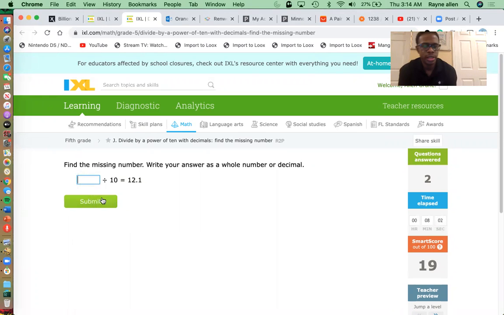Awesome. So let's try another one here. Find the missing number, write your answer as a whole number or decimal. Something divided by 10 is equal to 12.1. So again, we're dividing by a power of 10. We know that when we're multiplying or dividing by 10, we move the decimal point one time. We are dividing, so we'll move the decimal to the left. So this was a number, and then we moved the decimal one time to the left, and then we got 12.1. So what could this number be before the decimal was moved one time to the left?